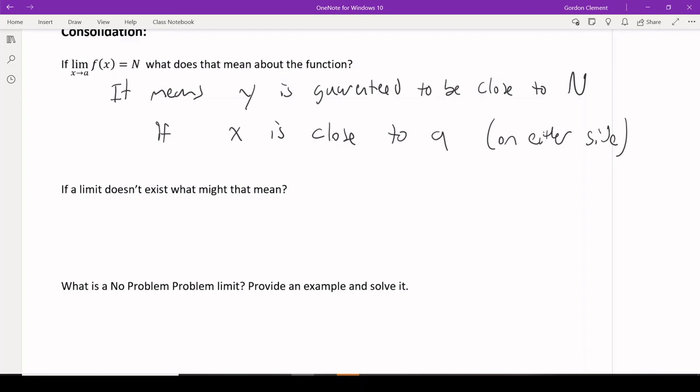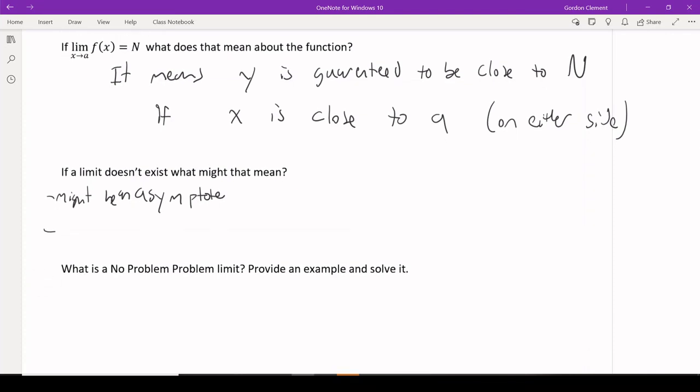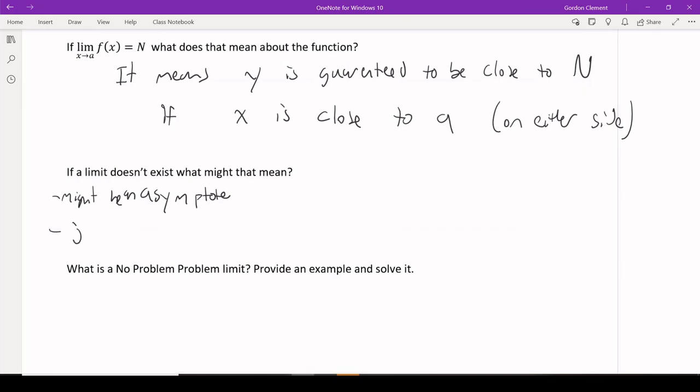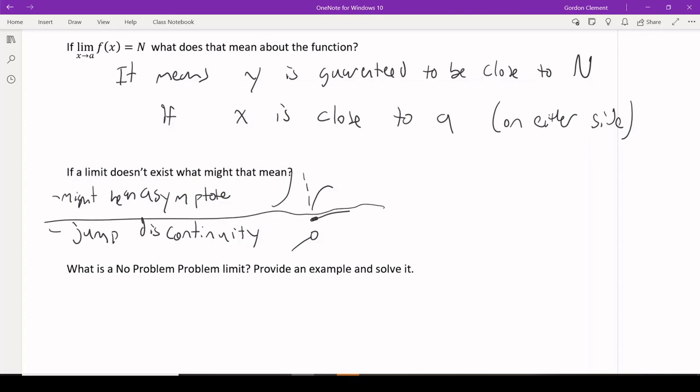If a limit doesn't exist, what might that mean? Might be an asymptote. I think they both said asymptote. What else might be happening? Yeah, so a jump discontinuity. Words are tough. So it might look like this. Might look like that. There's other options, but those are kind of the main two that we're going to talk about.